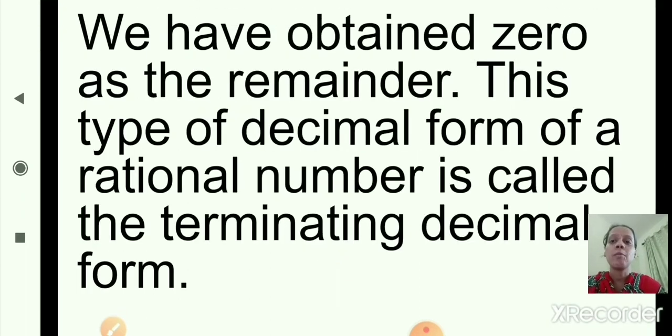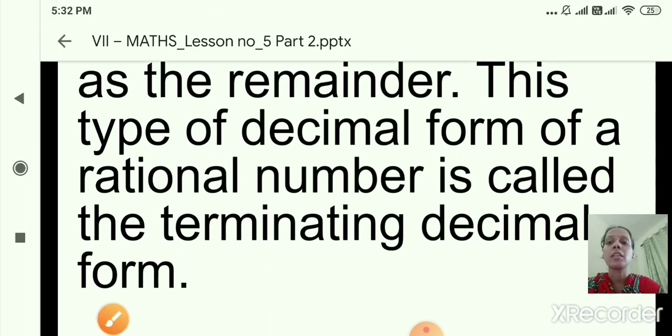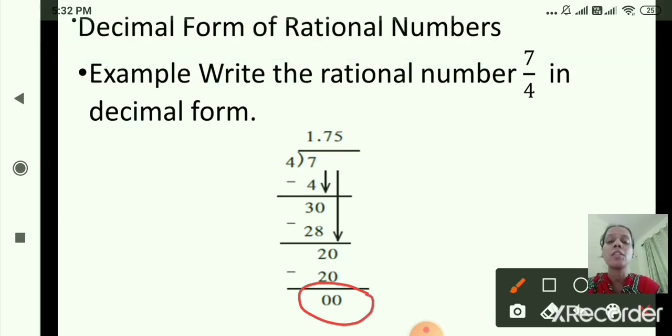Yes, in this sum we have obtained 0 as the remainder. This type of decimal form of a rational number is called the terminating decimal form. Yes, in this sum we got the remainder as 0. Just now we have seen that at the last we got the remainder 0. So this type of rational number is called the terminating decimal form. Okay, this is an example of terminating decimal form, because here we got 0 as the remainder, right?